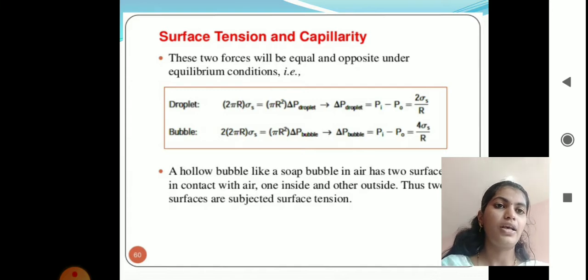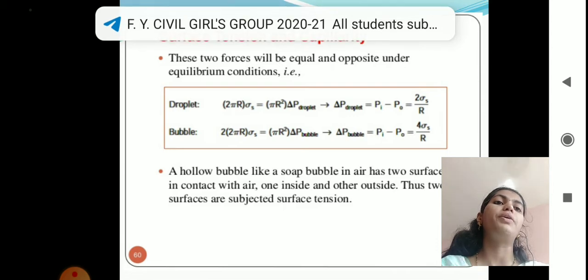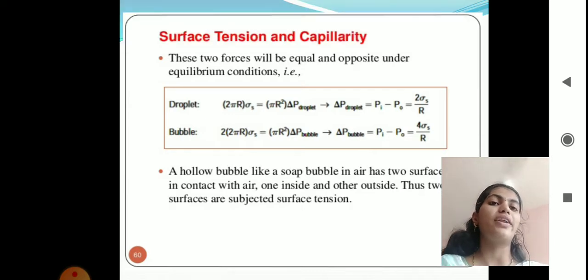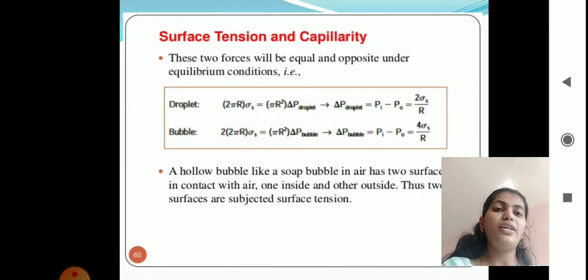into two parts. Then we get delta P for a droplet equals P1 minus P0 equals 2 sigma s divided by r, where r is the radius. Then we have to consider the bubble. A bubble is hollow. It means that there are two surfaces present in the bubble. A bubble cannot be cut in between the center.